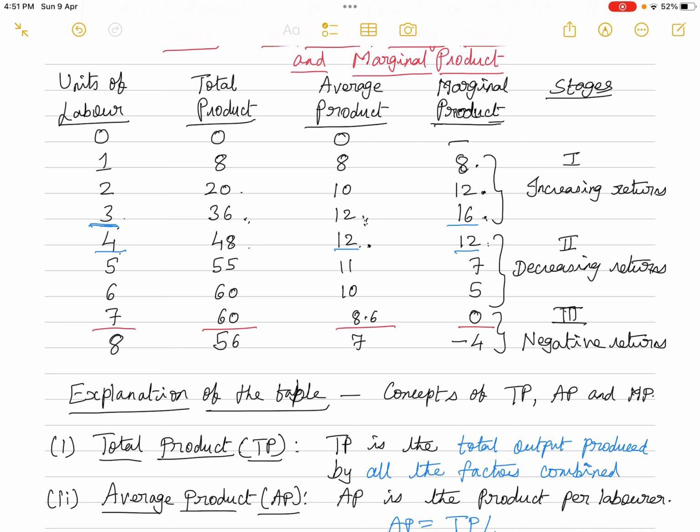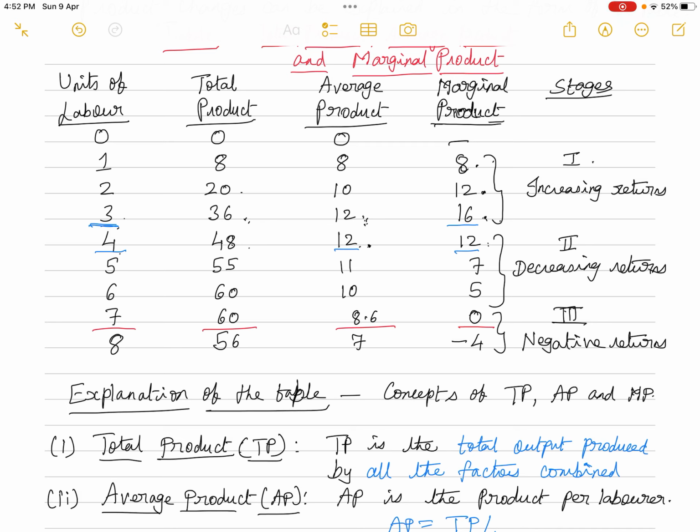So with the 3rd laborer, up to 3 laborers, the marginal product becomes maximum with the employment of the 3rd laborer. So 16. Up to 3 laborers, the producer is getting the first stage, that is increasing returns. That is, the returns from the laborers are more than the cost the farmer is incurring to employ the labor force. That is the meaning of returns.